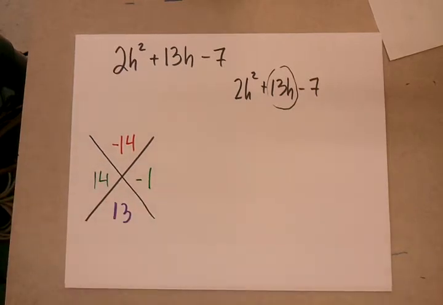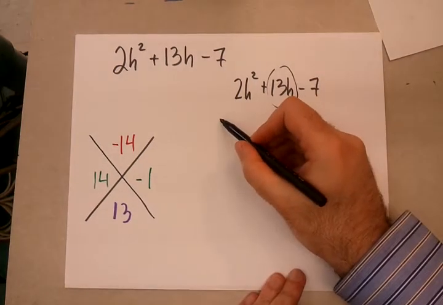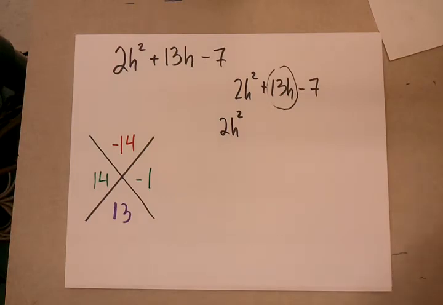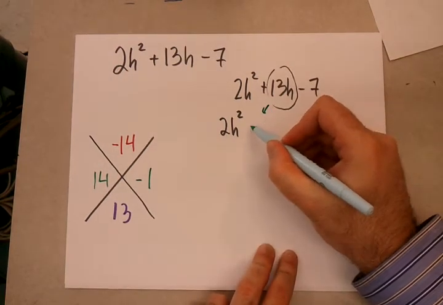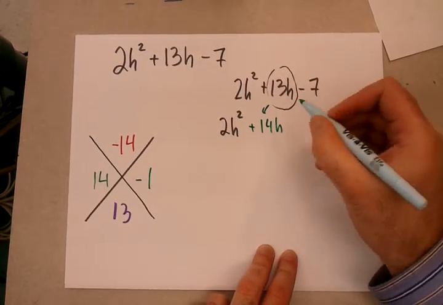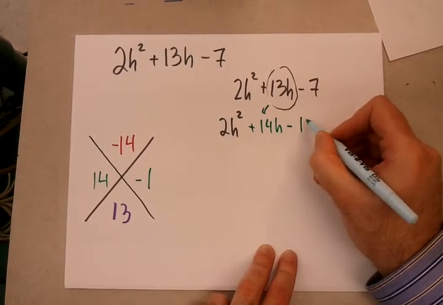And you're like, what does that look like? Let me show you. The first term doesn't change. Then you will have 2 terms for the middle. You're splitting it. It's going to split into a positive 14h and a -1h.